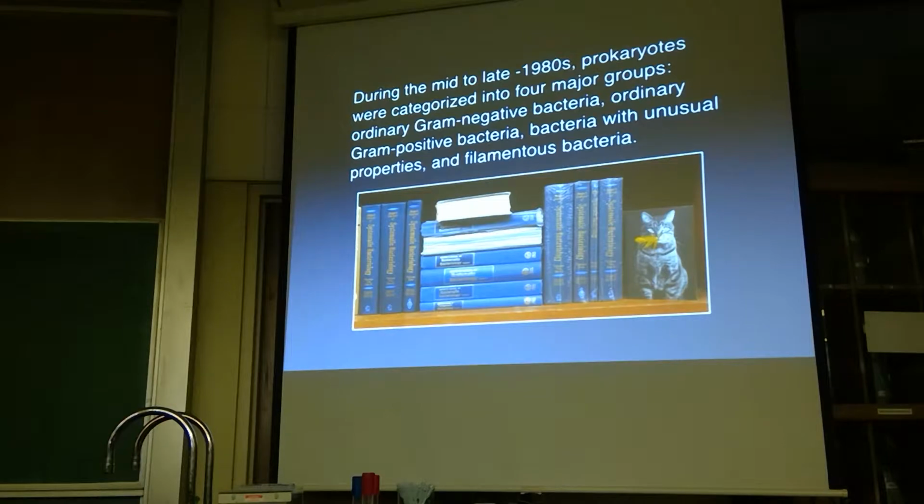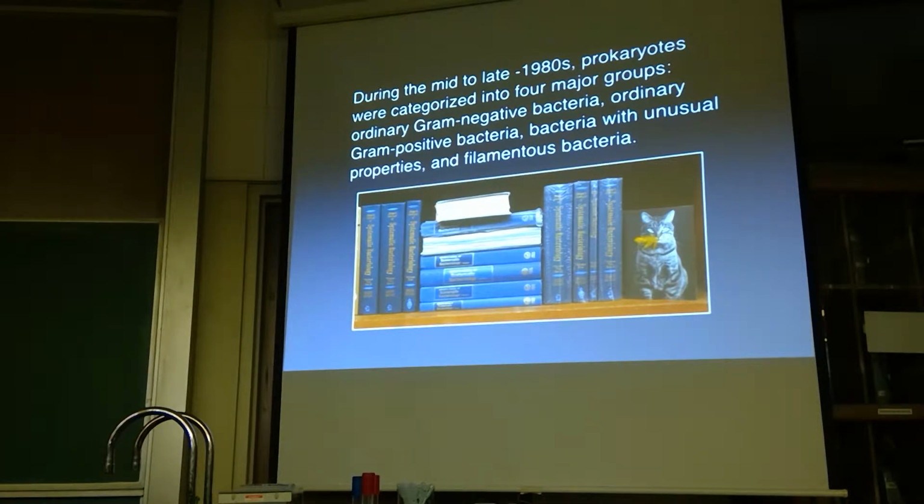Then there were bacteria with unusual properties. Some of those included spirochetes because they're unusual. They have the periplasmic flagellum. And some of the other organisms that were unusual went into that category also, Bacteroidetes and Chlamydia. And then the last group were the filamentous bacteria.